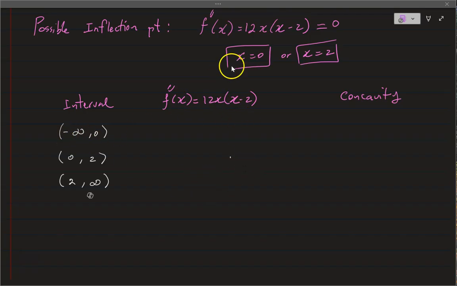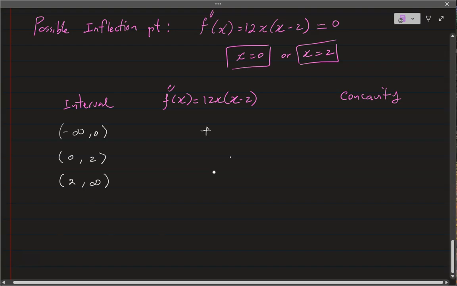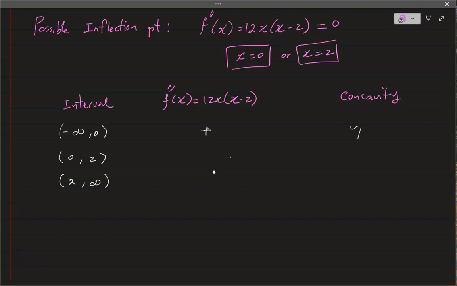If you plug a negative value in here, a negative times a negative will be positive. So any interval between negative infinity and 0 is positive. So this is upward. And then between 0 and 2, you plug in, let's say, 1, and you notice that it's a negative value, so it would be negative. That is going to be downward. And then the last interval will be positive because both values are positive, and this would be upward again.